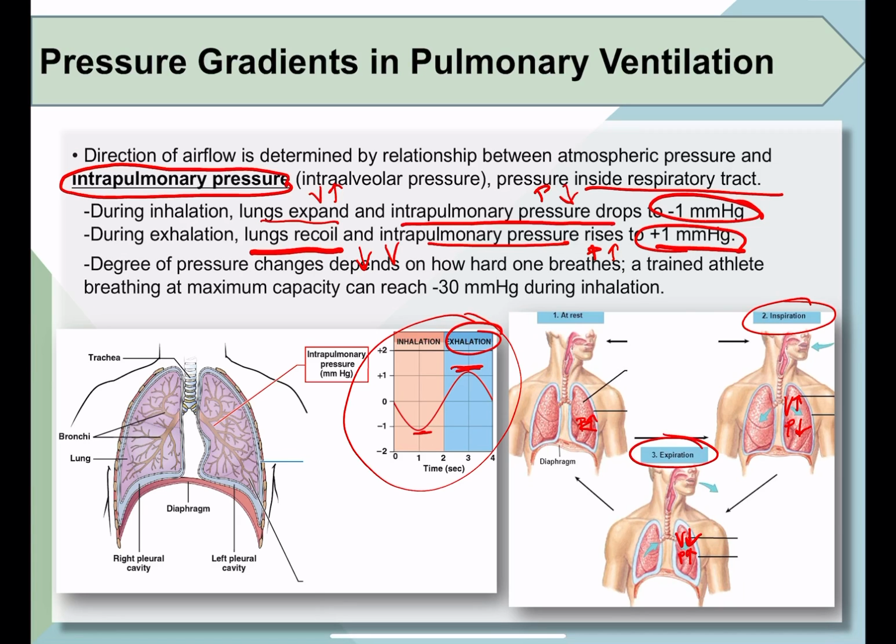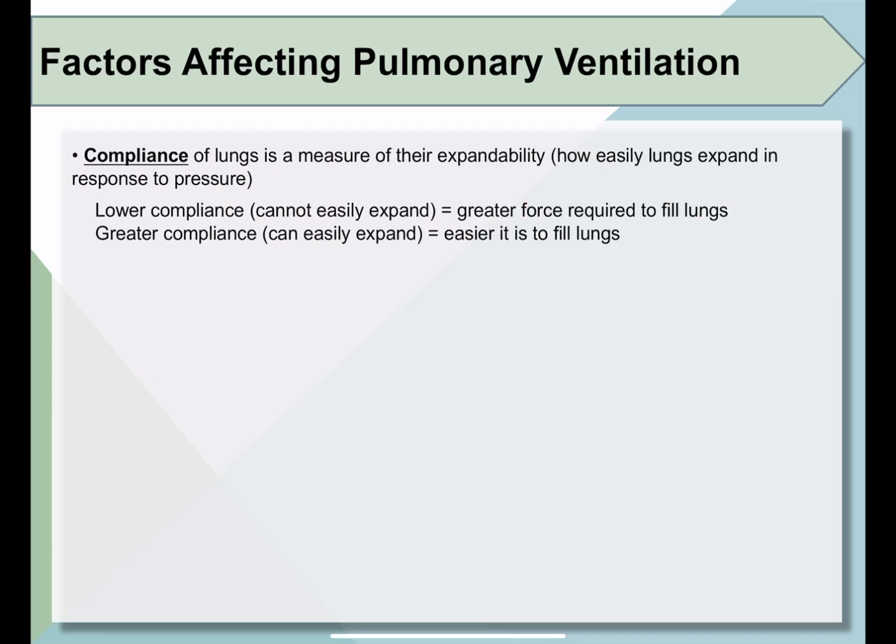Now, the degree of pressure changes will depend on how an individual breathes. For example, a trained athlete can actually be breathing at a maximum capacity where they can reach up to -30 millicurie during inhalation. Because when you are doing strenuous exercise every day as a routine part of your day, you are working out those breathing muscles as well and allow them to become stronger, which will allow for more changes in the respiratory volume by allowing for more expansion of the thoracic cavity.